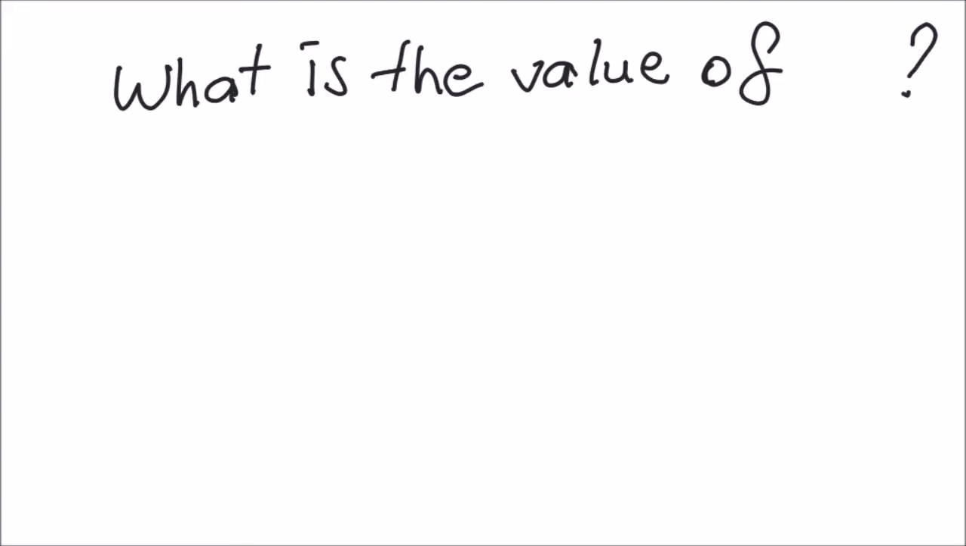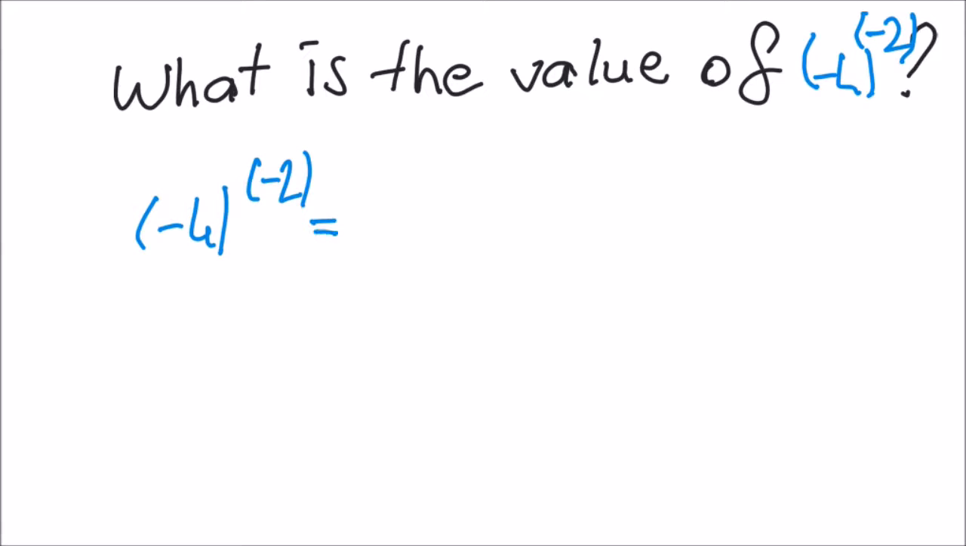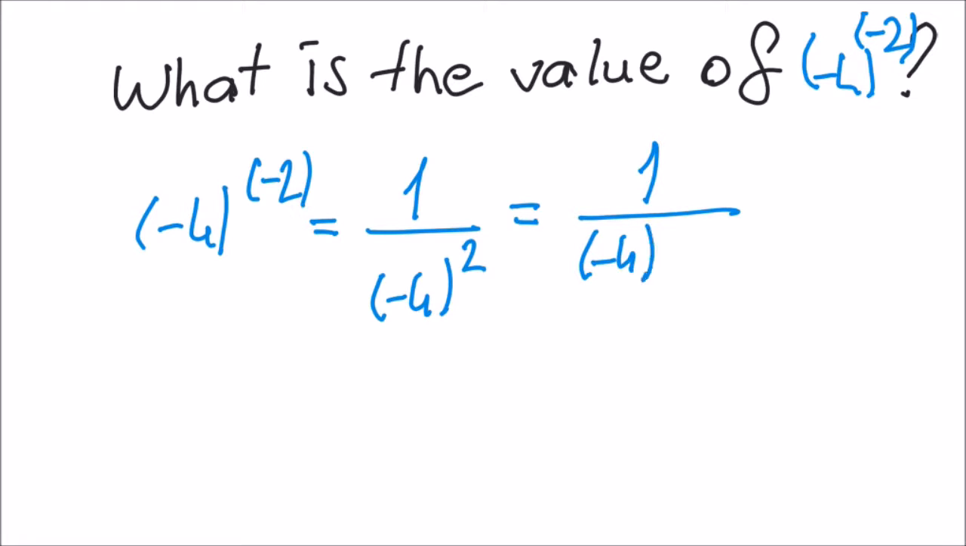And the last example is, what is the value of minus 4 power minus 2? Be careful, parentheses. And 1 over (-4) power 2 equal to 1 over minus 4 multiply minus 4 and equal to 1 over 16. Okay, hopefully that makes a lot of sense.